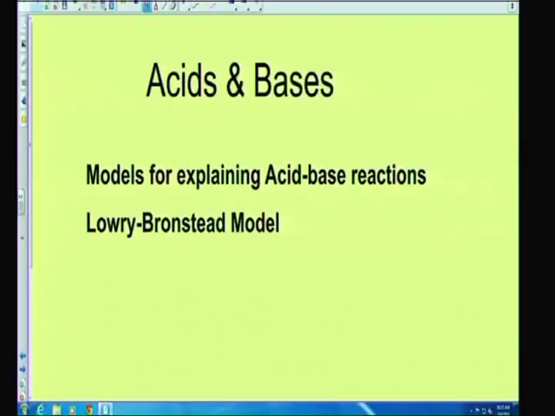Let's start by looking at the models of acids and bases. Now there are two main models. The one that is most popular and most currently used is the Bronsted-Lowry model, or the Lowry-Bronsted model. And what does that basically tell us? Well, let's start with this and let's focus on it. We'll talk about the other model a little later.